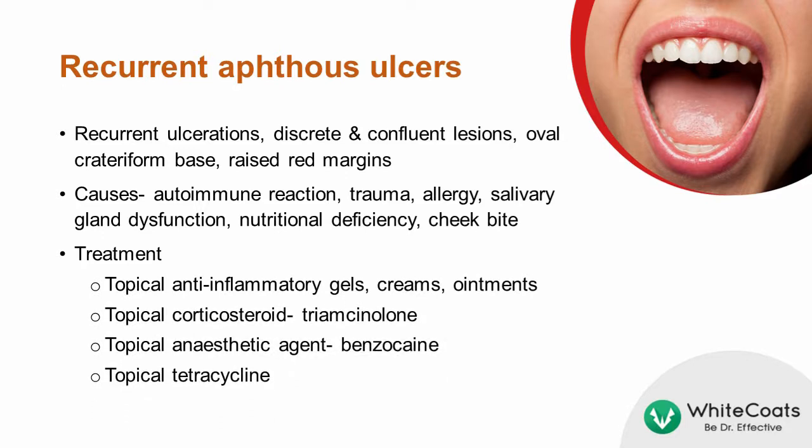Recurrent aphthous ulcers are discrete or confluent lesions, with oval crateriform base, and raised red margins. It may be caused by autoimmune reaction, trauma, allergy, salivary gland dysfunction, nutritional deficiency, and cheek bite. The treatment includes topical anti-inflammatory gels, creams, ointments, topical corticosteroid, topical anesthetic agent, and topical tetracycline.